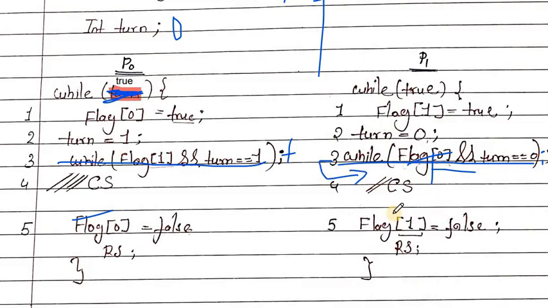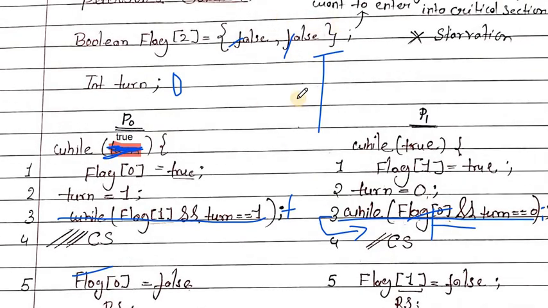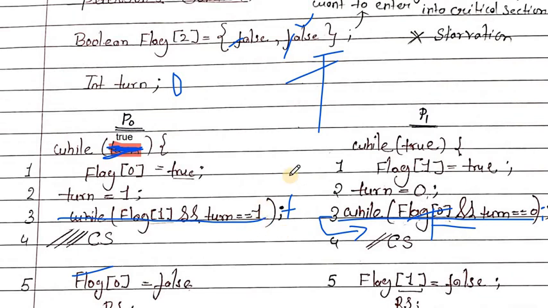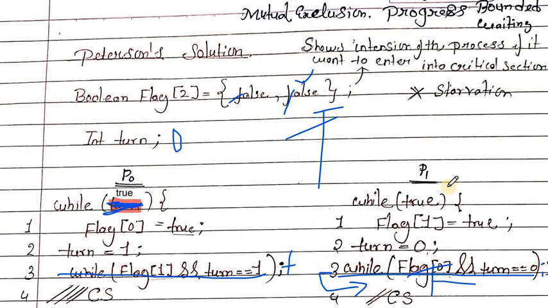After executing the critical section, make flag 1 false, and process P1 comes out of the critical section. Here we see that when P0 has not arrived, P1 can execute the critical section. So this solution satisfies the progress condition. Progress condition satisfied.